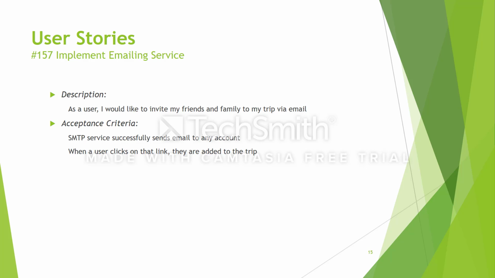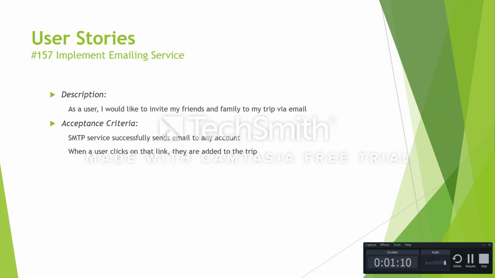For user story number 157, implement emailing service, the description is, as a user, I would like to invite my friends and family to my trip via email. The acceptance criteria was that the SMTP service would successfully send emails to any account, and that when a user clicks on that link, they are added to the trip automatically.